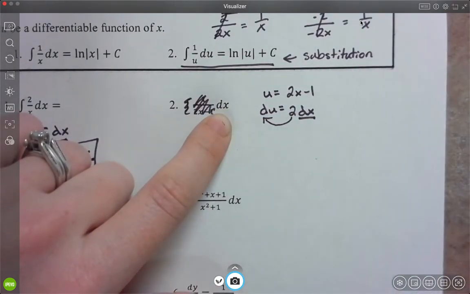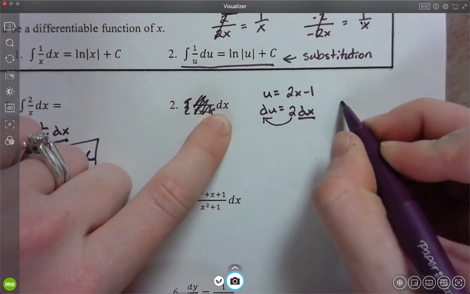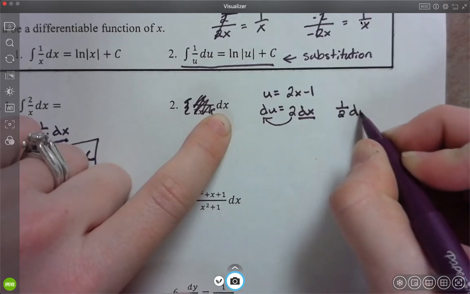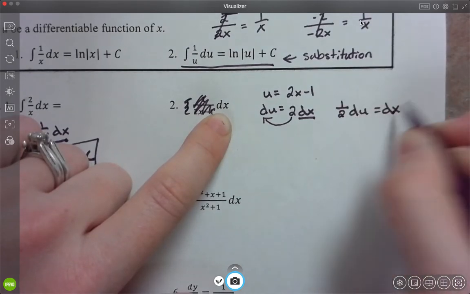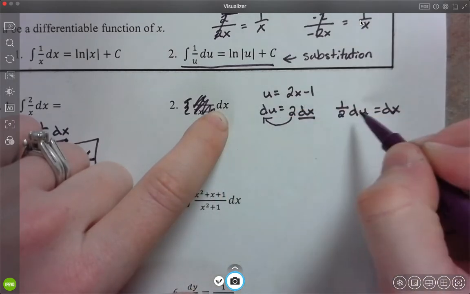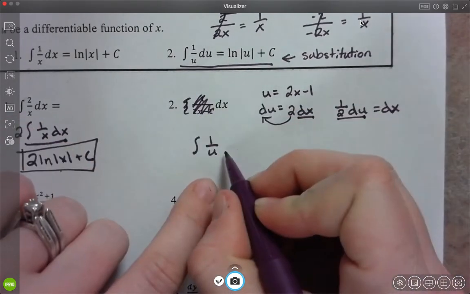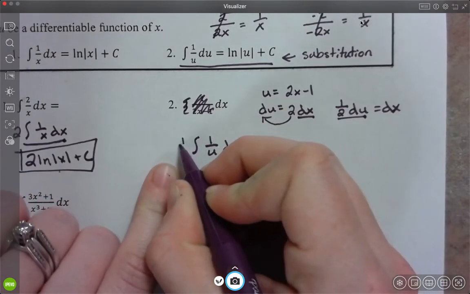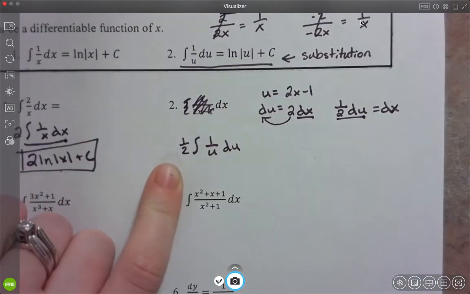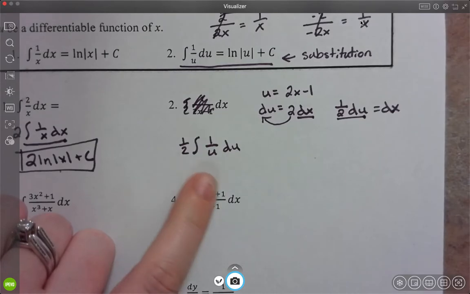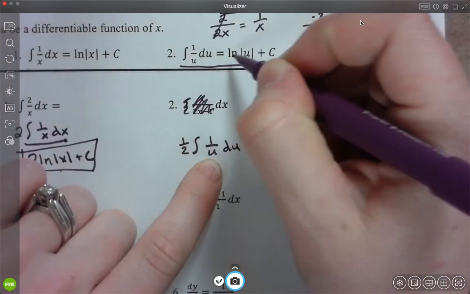Okay, so the 2 going on the other side will make this 1/2 du equals dx. So that means if I have dx and I want to replace it, I have to replace it with 1/2 du. Okay, so du needs to go in here, and again I'm going to cheat and put that 1/2 out in front because constants don't do anything.